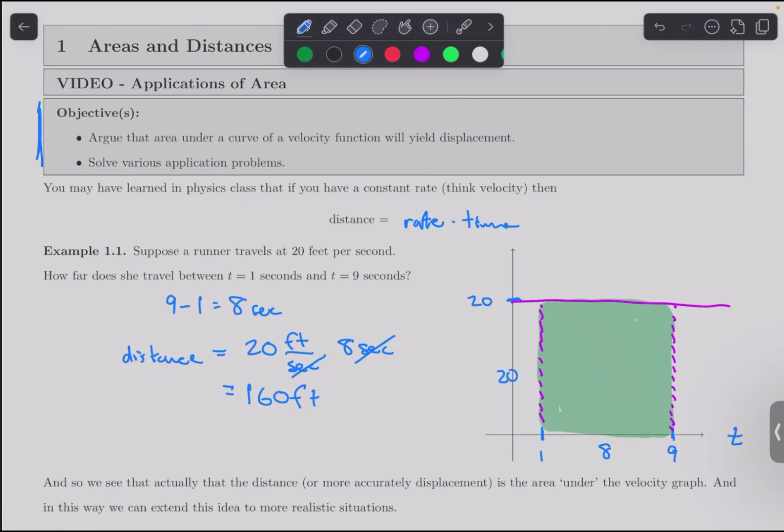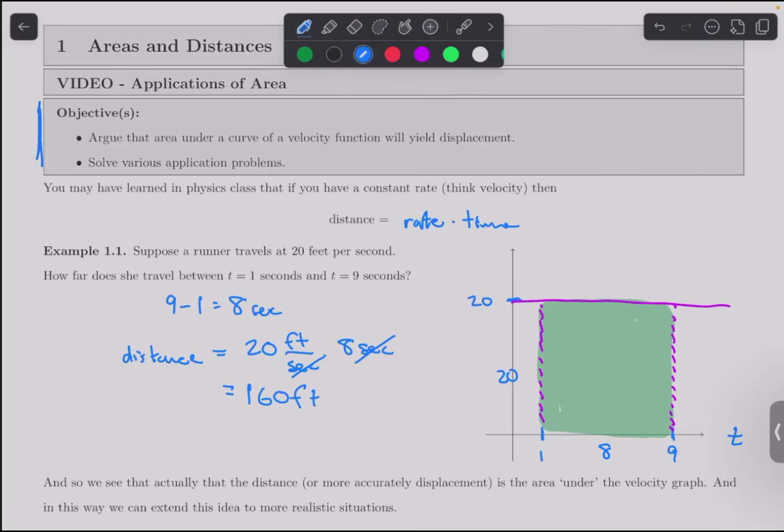And it has a width of 8. So if you asked what is the area of this rectangle, the units would come along just like they did in the equation, 8 seconds and 20 feet per second. If you multiply those together to get the area, you would get the same result of 160 feet. That showcases that the area under this curve is giving us this incredibly useful quantity, the displacement, or how far this runner traveled.